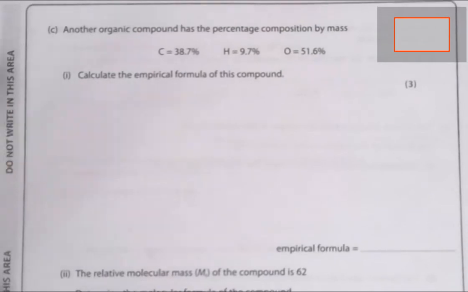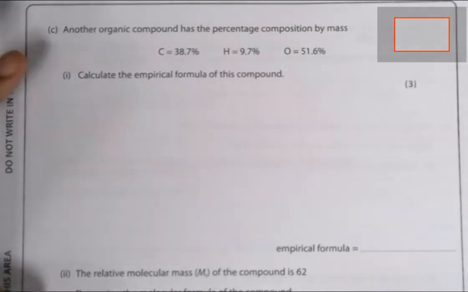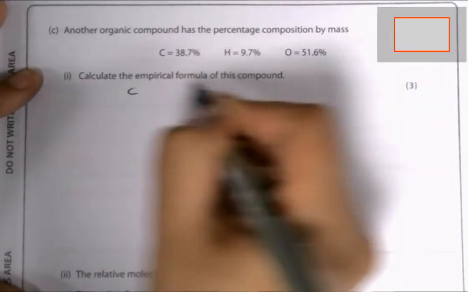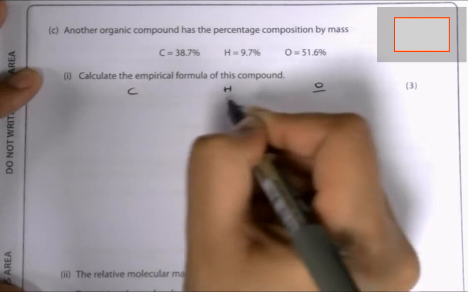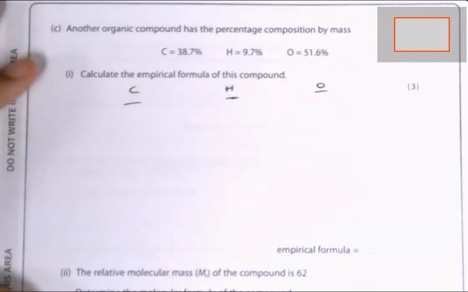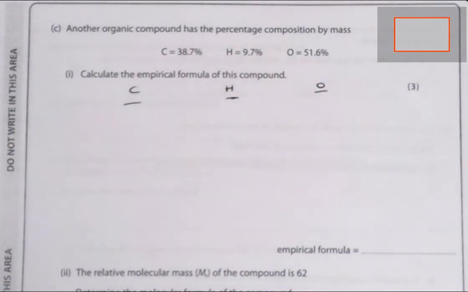Okay, so next question is an empirical formula question, which comes up very, very often again. So you really need to make sure you're okay with how to do this. So firstly, we need to know, well, what is empirical formula? Well, it's the simplest whole number ratio of atoms in a molecule.